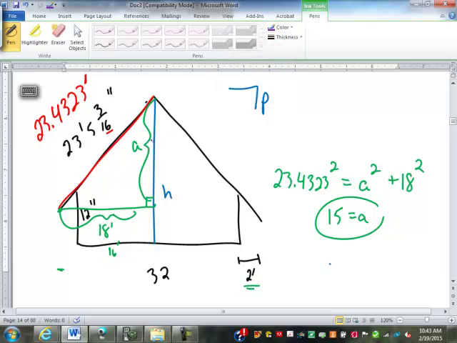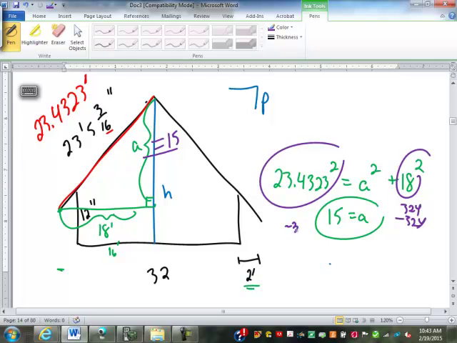Yep, you've got to square them, subtract, and square root. You square this, you subtract, the 18 squared is actually 324, so you're going to subtract 324. Then whatever you get once you subtract, you're going to square root that to get A. Just using the Pythagorean theorem backwards.